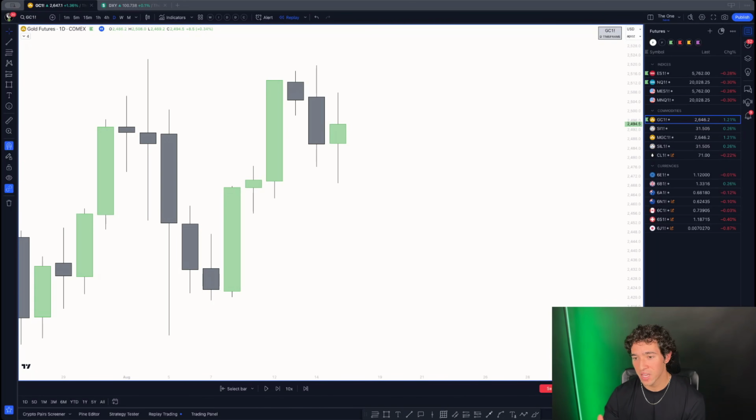Moving on to our next example, we are on the gold futures daily chart right here. First thing we want to find is our bias. What is the bias right here? Well, this is a very simple read. Let me know if you can find it. I'll give you a few seconds right here.